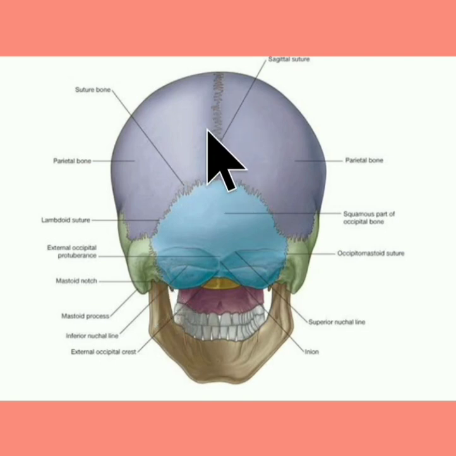And here is a meeting point which is called the lambda. The lambda is formed by the sagittal suture and the two lambdoid sutures, which meet at a point called the lambda. In the fetal skull, this is the posterior fontanelle.